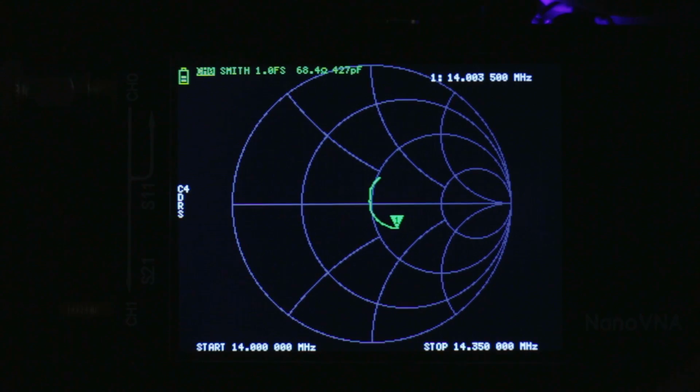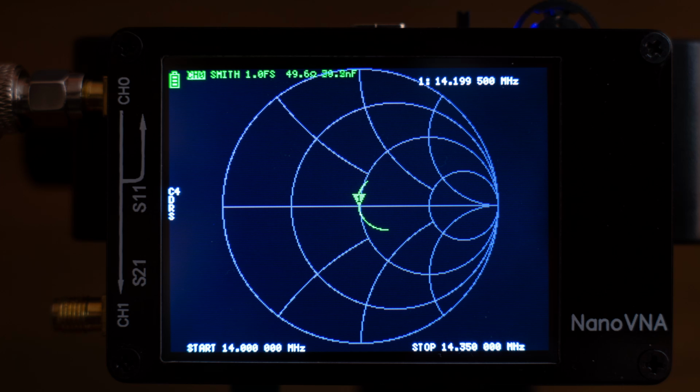As we sweep from the bottom of the 20-meter band to the top, notice that the reactance changes from capacitive to inductive after passing through a resistive value of about 49 ohms at resonance, where the reactance is negligible. Because the antenna is slightly short at the low end of the band, it has capacitive reactance. And because it is slightly long at the top end, it has inductive reactance.